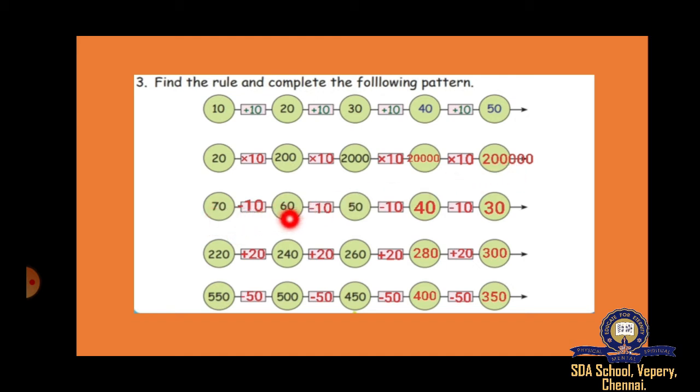Next thing 70, 60, 50, 40, 30. So here what you have to do: how did I get this? I did minus 10 for everything. The same way here plus 20. The same way here minus 50. This is the way you have to think and answer this.